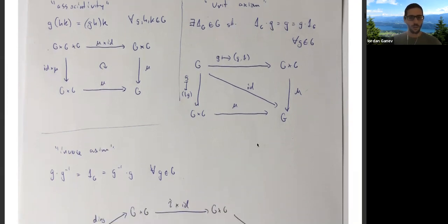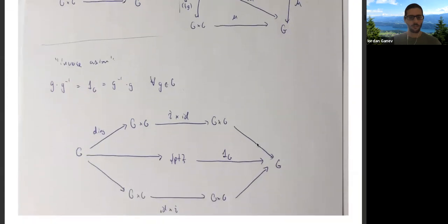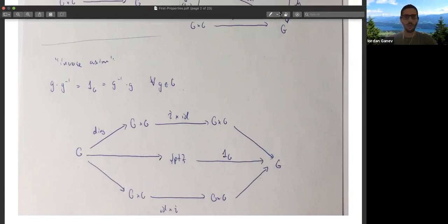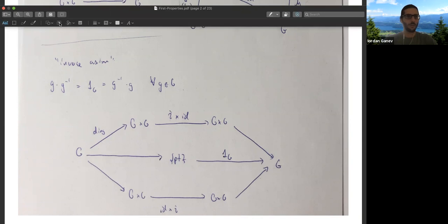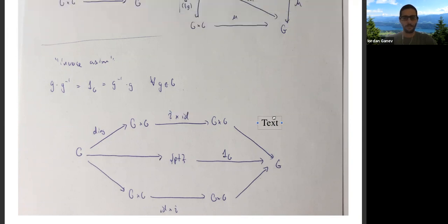Okay, and there's also the inverse axiom. The inverse axiom says that if we multiply any element by its inverse, either on the right or on the left, we get the identity. To express it, we get this slightly more complicated diagram. So this is the diagonal map. Little g goes to little g comma little g here. Same thing here. I guess I didn't write it. This is the multiplication map, and let me add that in real quick. The map mu.